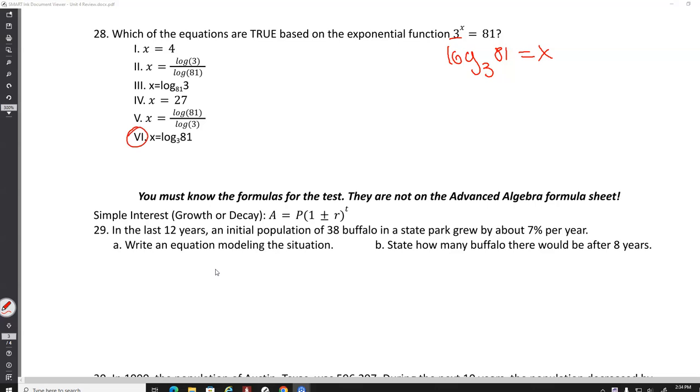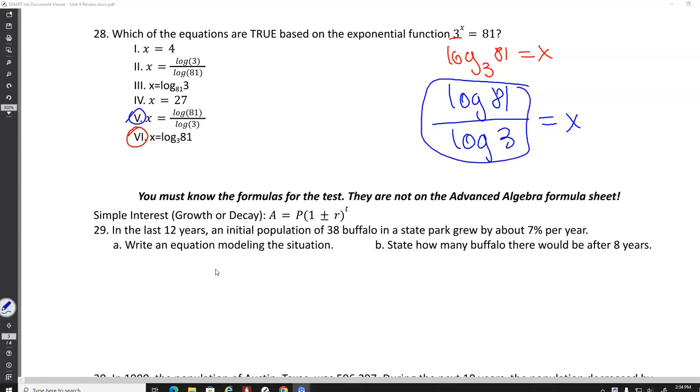Now, if I would have wanted to use the change of base formula to figure out the value, I would divide log of 81 divided by log 3. Okay, so right there, I can say that another good answer is number 5. Now, if I put this in a regular calculator, dividing it this way, or into a decimal calculator, the value would be 4. Okay, so number 1 is also a correct answer.